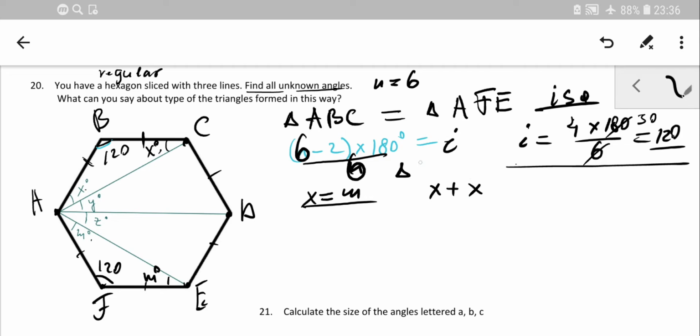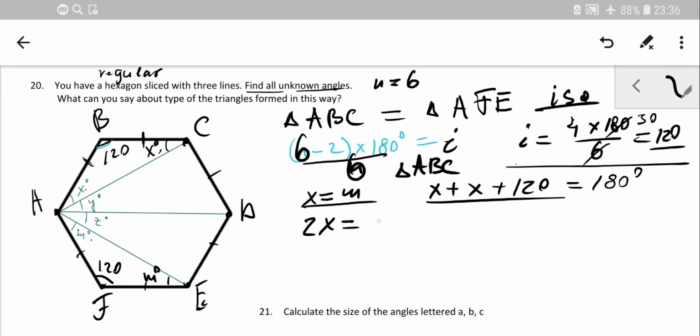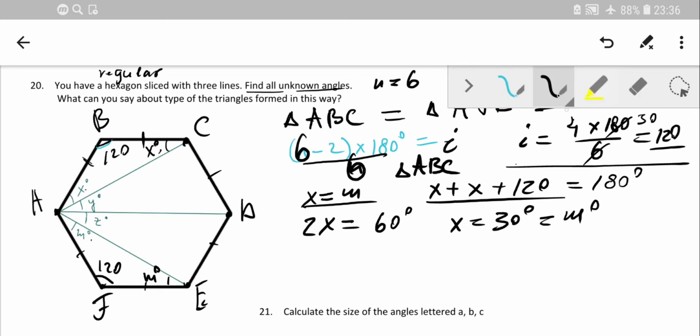All right, so we can figure out x equals m, and for example, for triangle ABC, we simply put the equation for the sum of all interior angles plus 120 equals 180, right? From where we have 2x equals 180 minus 120, which is 60, so x is half, 30 degrees. And it's also m. So instead of m, and also x and x, we have 30 degrees. So x equals 30 here, and m also equals 30.